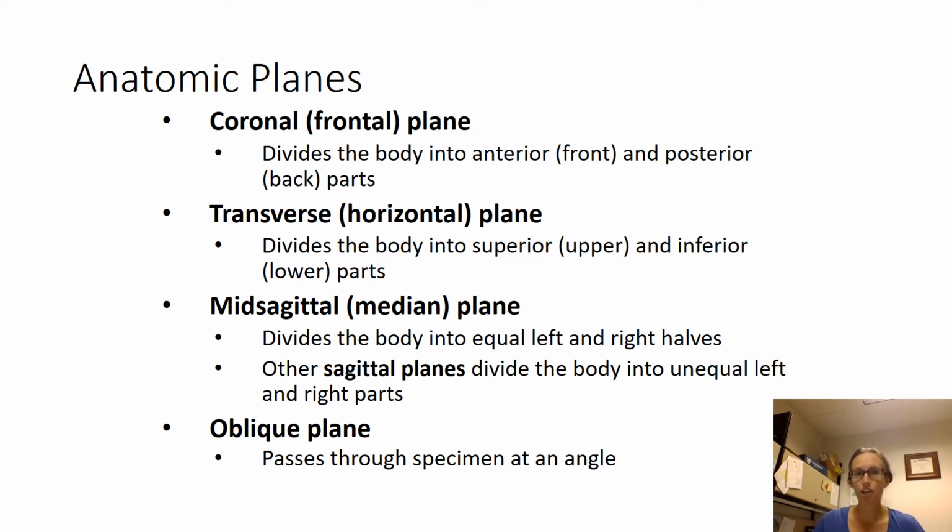So let's begin with some terms that will be very familiar and very important throughout the entire semester. So the first one, the coronal or the frontal plane. So this is going to divide the body into a front and back part. Okay, so on you, it would look like if somebody took an imaginary knife and cut through so that you could see your front portion and then also your back portion, okay? So it's going to be like at the crown of your head and it's going to again separate into a front and a back side.